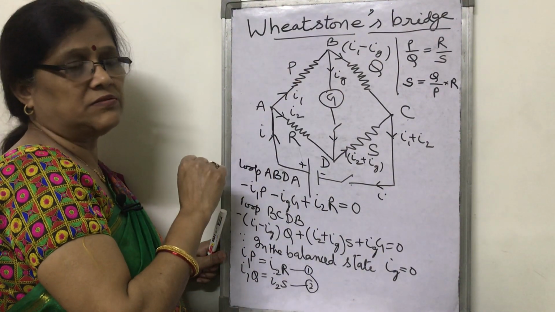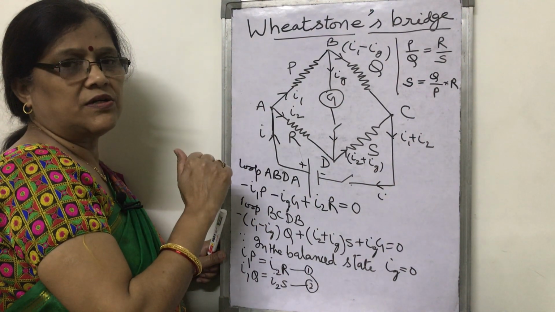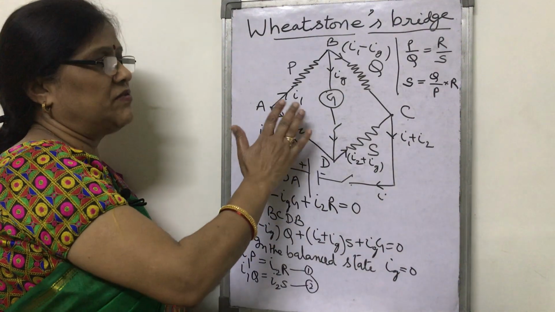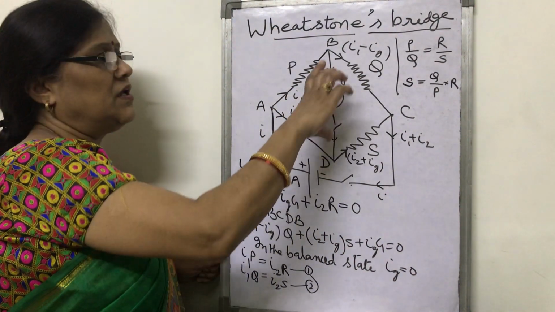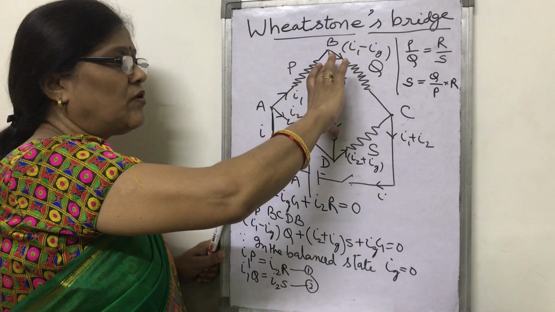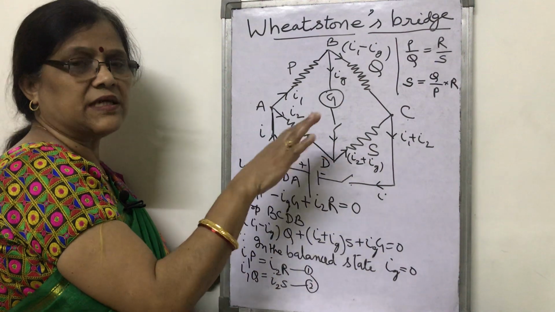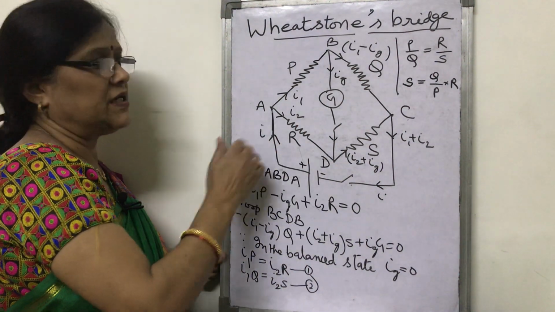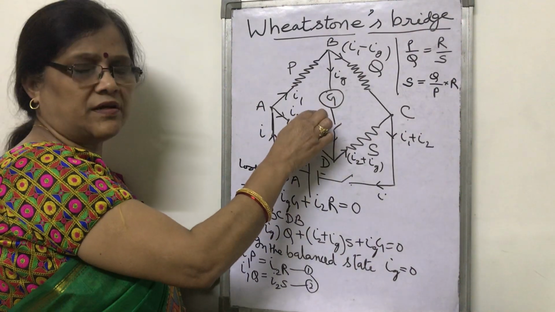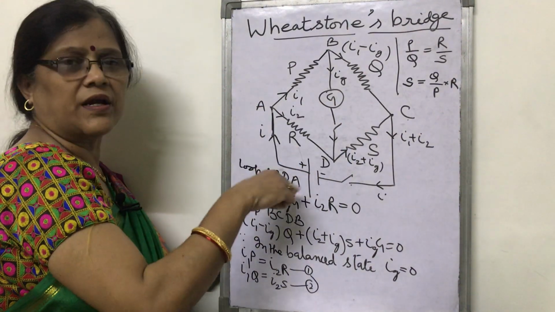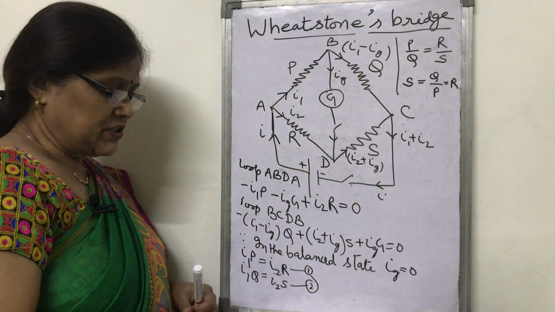Now the third question: in the balanced state, if the circuit you have drawn and proved, then the positions of the galvanometer and battery can be exchanged. That is, in one diagonal you have connected the galvanometer, and here you can connect the battery and there you can connect the galvanometer. So in this way some questions are there.